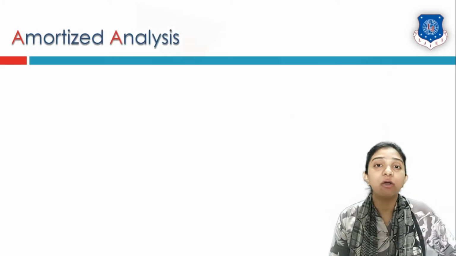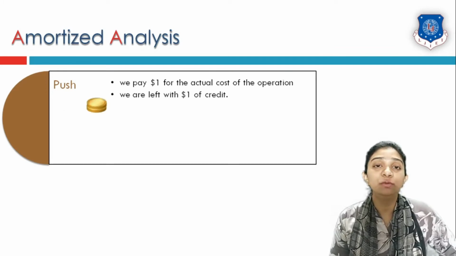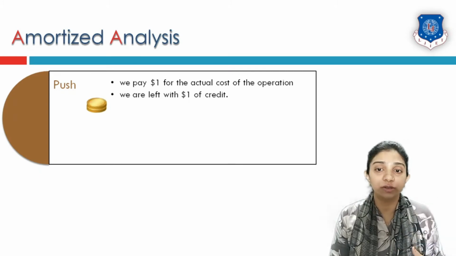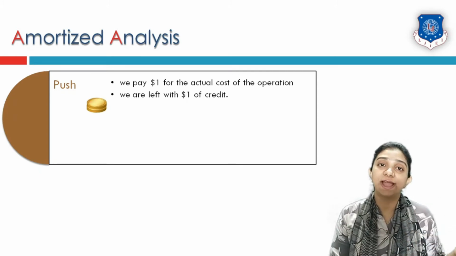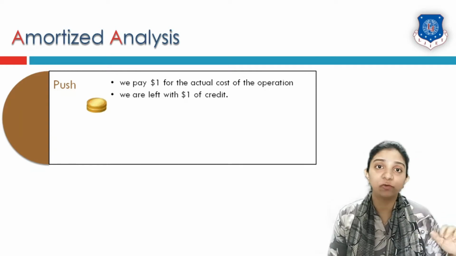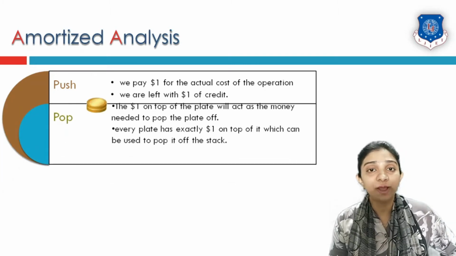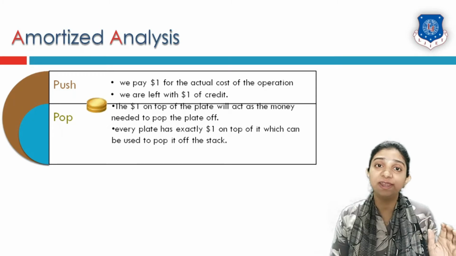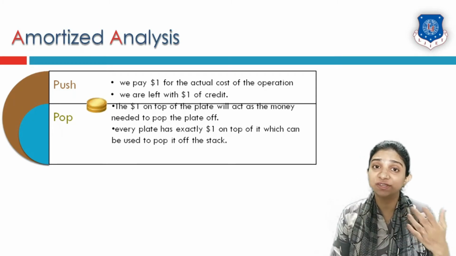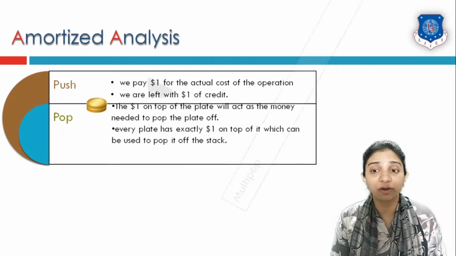Now let us see how amortized analysis works. For the push operation, we use an amortized cost of 2, or we say $2. $1 is for the actual cost of the operation and $1 will be credited for later use. For the pop operation, $1 is already there, which is credited in its place. So we can use that credit, which is used exactly for the pop operation's actual cost.